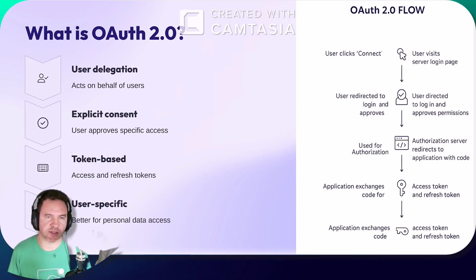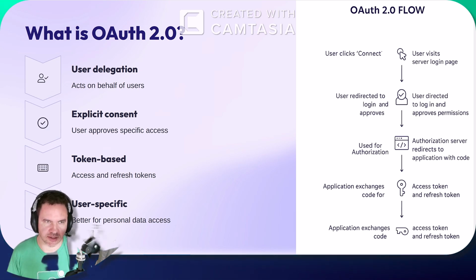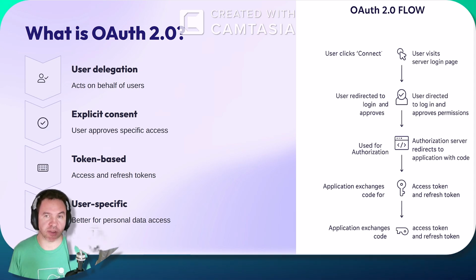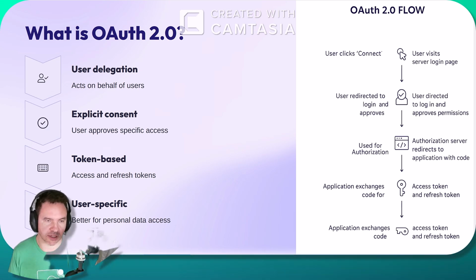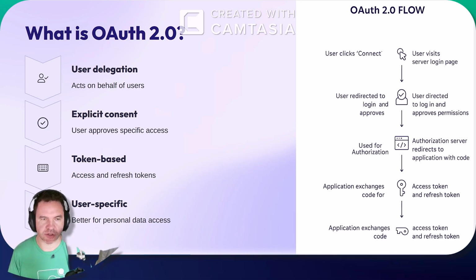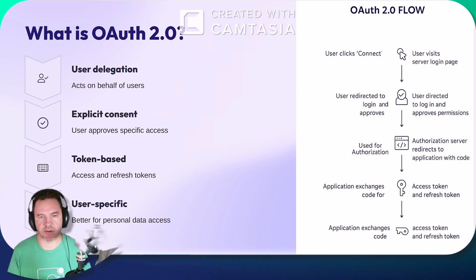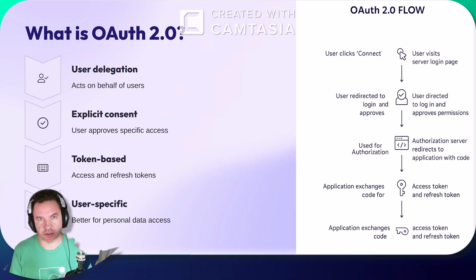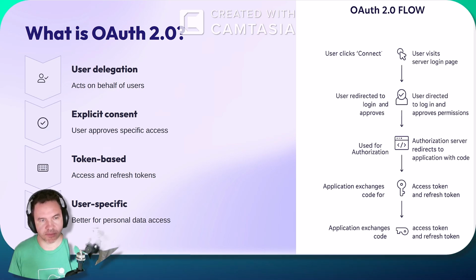OAuth is built to solve this problem of leaked API keys. Rather than having one key for everything, OAuth works more like a visitor badge. It's got your name on it, it expires, and it only gets you into certain rooms, not the whole building. That badge is the access token. And in Google Cloud, you can control what that badge allows through something called scopes.